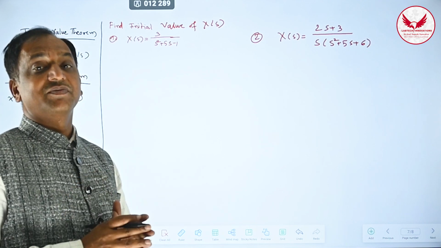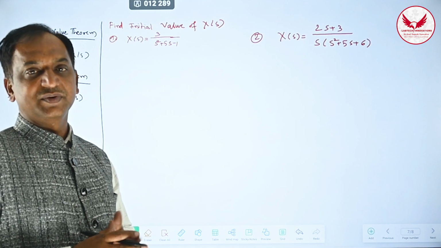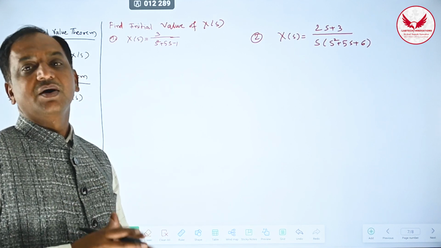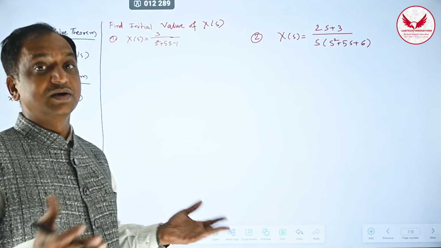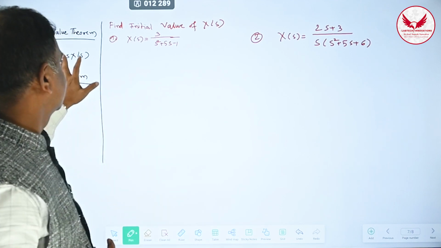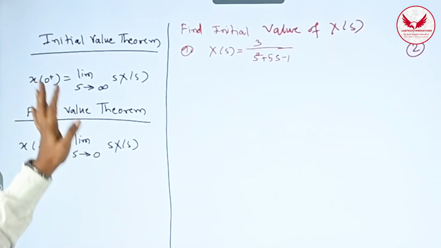This initial and final value theorem is very useful to find the value of the signal just before the time t is equal to 0, or the value of the signal at the time t is equal to infinity, which is difficult to find out. So this Laplace theorem helps us to get the initial and the final value of the signal.